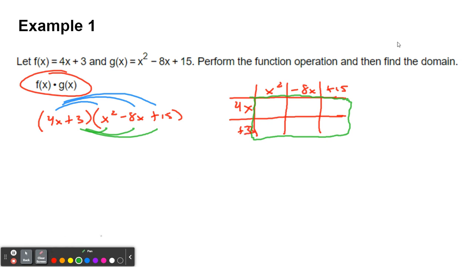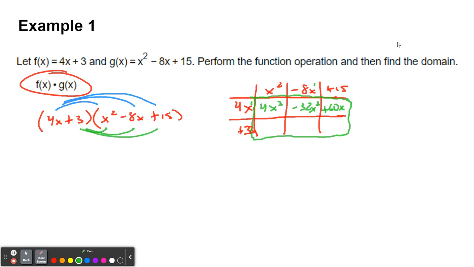Okay, so let's go ahead and start multiplying. So 4x times x squared, that's 4x cubed. And again, this is an x to the first. X to the first and x squared make x cubed. 4x times negative 8x, that's negative 32. X times x is x squared. And 4x times 15 is positive 60x, 4 times 15 is 60, and the x just comes. So there's the distribution of the 4x.